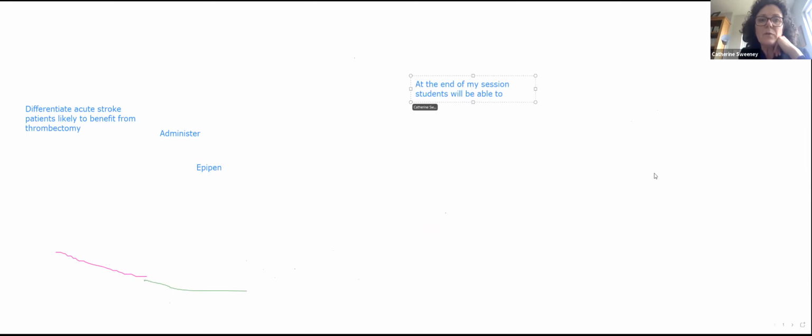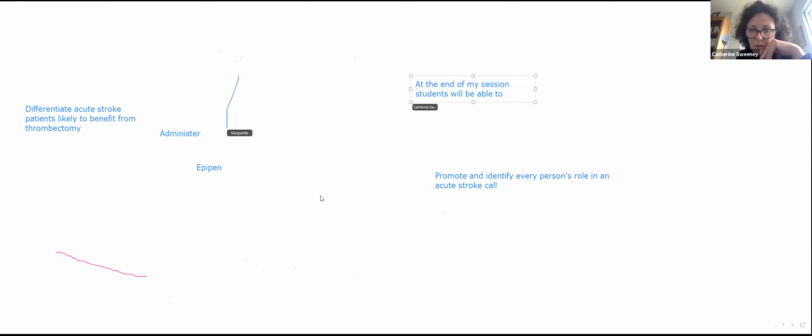If anybody's wondering, once you get into the annotate function, click on the T for text, and then that should allow you to put a text box on the screen and write in it.